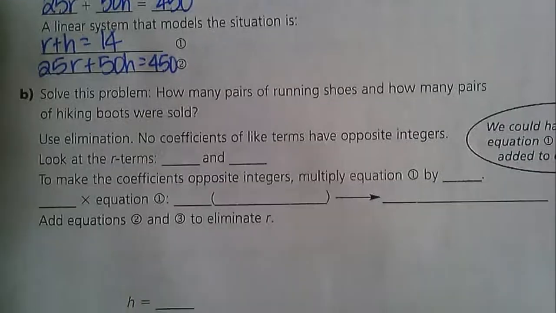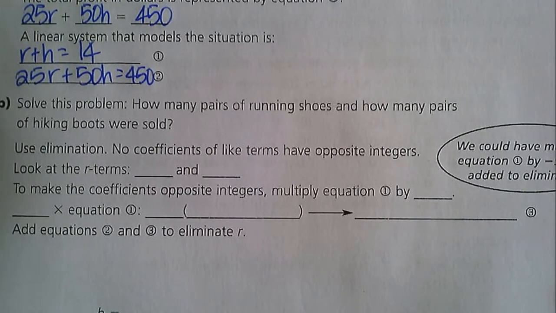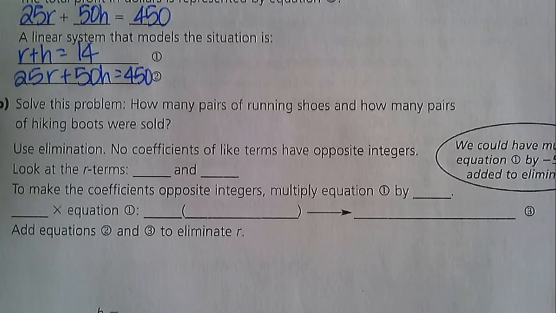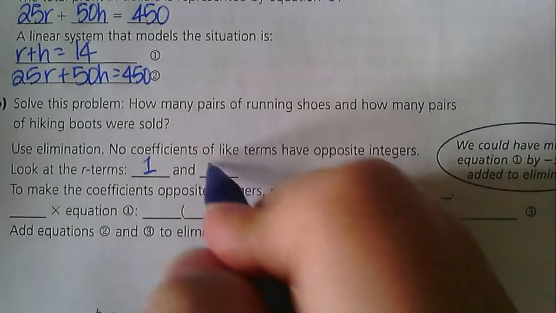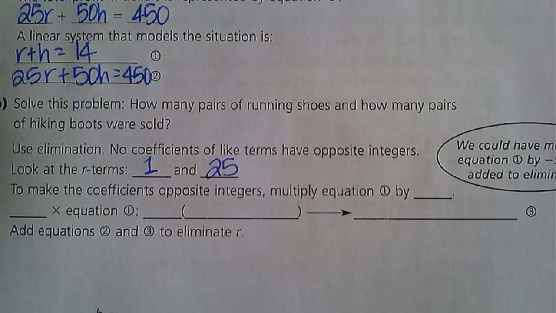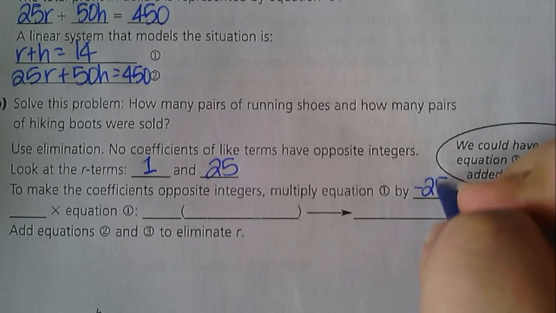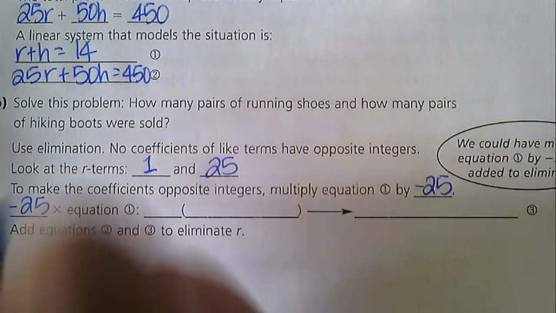For part B, they want us to solve this problem. So let's use that elimination method again. Now, it's probably easiest to work with the R terms. You could work with the H's, but they said look at the R terms. So our coefficients are 1 for R and 25. So in order to make them opposite integers, we need to take equation number 1 and multiply it by negative 25, okay? Because negative 25 will then make the other coefficient negative 25 and the other one positive 25. So let's multiply it by negative 25.